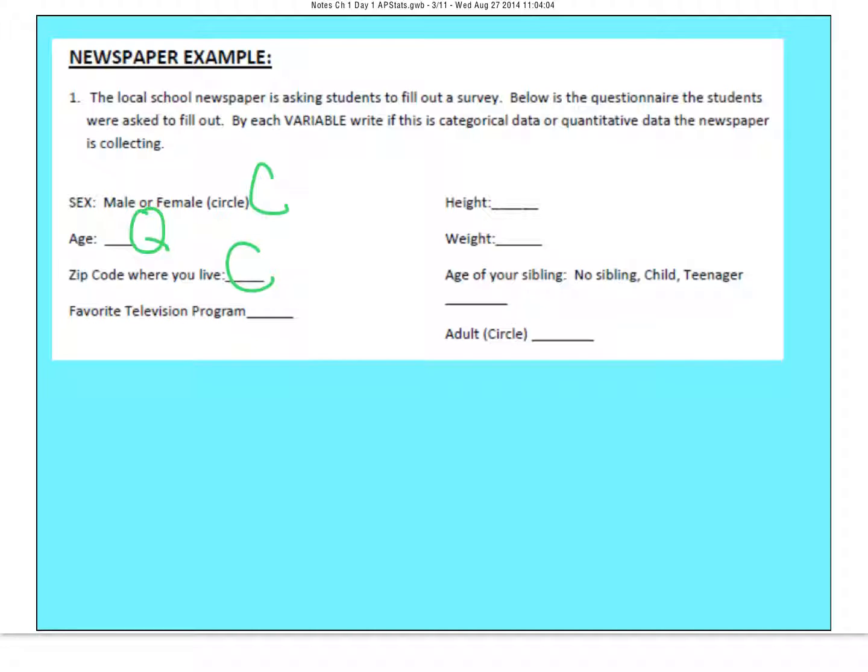Your favorite television program would be categorical, again, because it's a word answer. Height would be quantitative. Weight would be quantitative. The age of your siblings, where you would say no siblings, teen, or child, in this case you're not giving the actual numerical age, but a word, so this would be categorical. And then are you an adult? You would circle it if it's true. This would be a categorical type of answer.